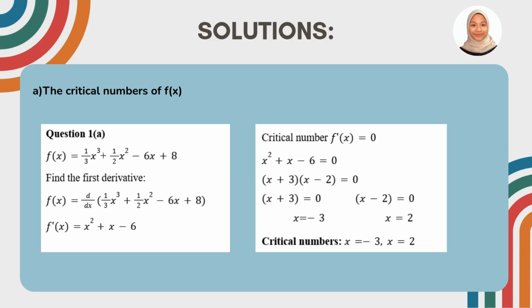So the first question: the function assigned is f(x) = 1/3 x^3 + 1/2 x^2 - 6x + 8. The first question is the critical number of f(x).